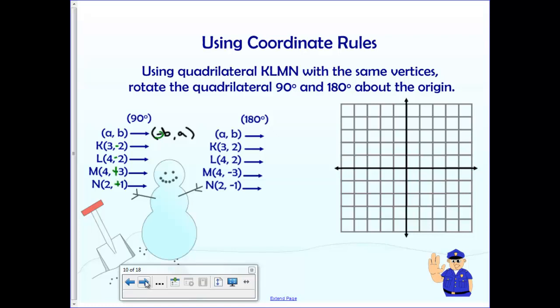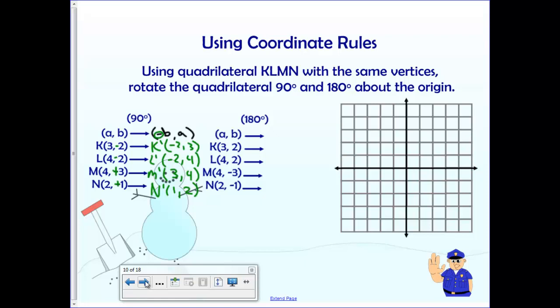We change the sign on the B's, and then we switch the order. So instead of K, K prime is now at, switch the order, negative 2, 3. L prime, change the order, negative 2, 4. M prime is at positive 3, positive 4. And N prime is at 1, 2.